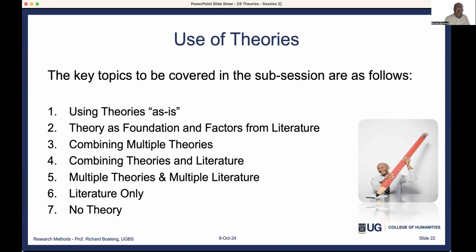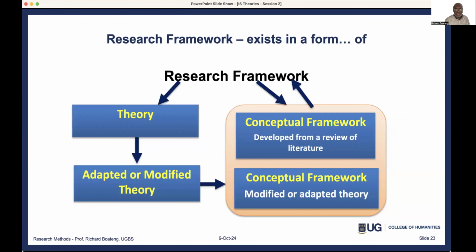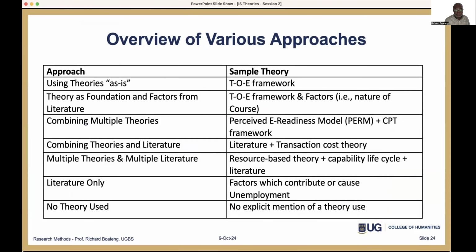The theory as is, you just pick it up and use it. So what happens is that the person may pick a theory like the technology, organization and environment framework and use it as is, not changing anything. Another way is using the theory as a foundation and adding factors from literature. So the theory will be picked up and then another set of factors will be picked from the literature to add to it. Combining multiple theories, somebody may combine two theories.